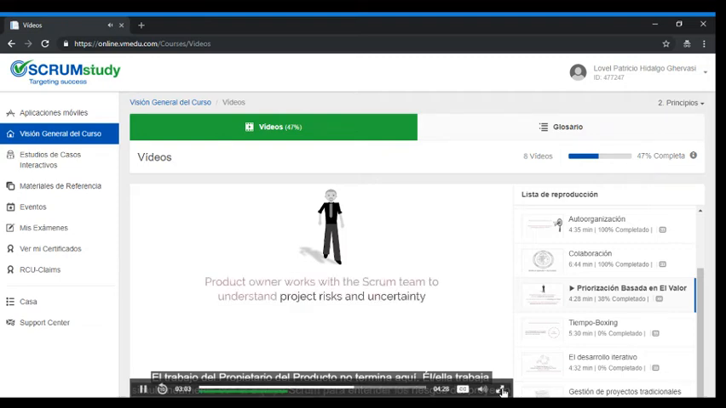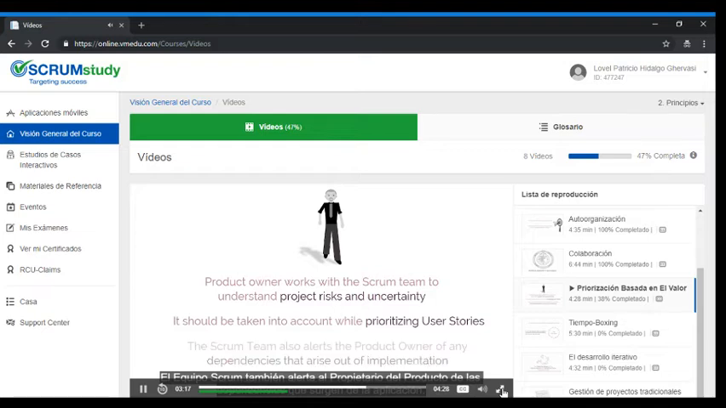The product owner's work doesn't end here. He or she simultaneously works with the Scrum team to understand the project risks and uncertainty, as they may have negative consequences associated with them. This should be taken into account while prioritizing user stories on a value-based approach. Refer to the risk chapter for more information on this. The Scrum team also alerts the product owner of any dependencies that arise out of implementation. These dependencies must be taken into account during prioritization.